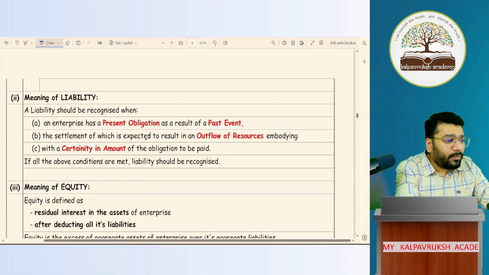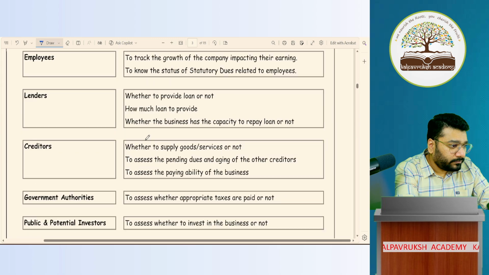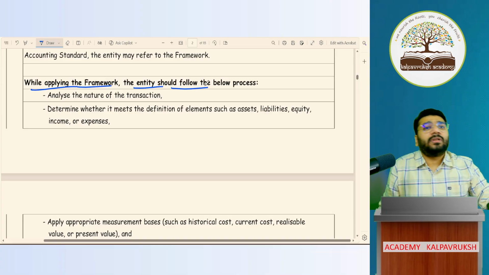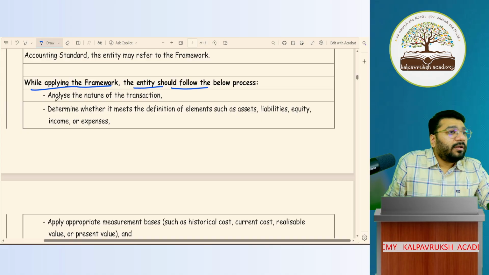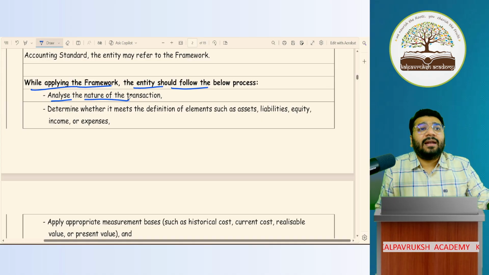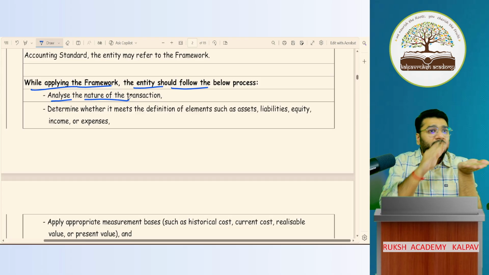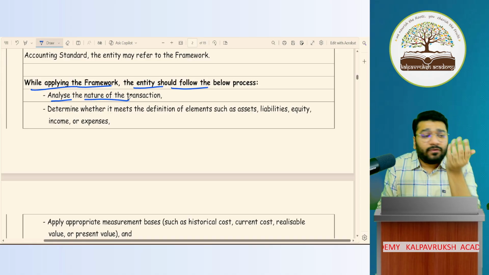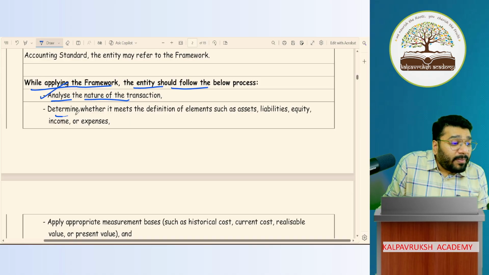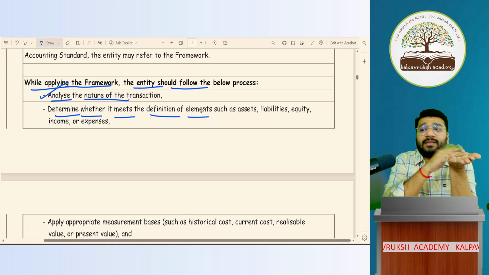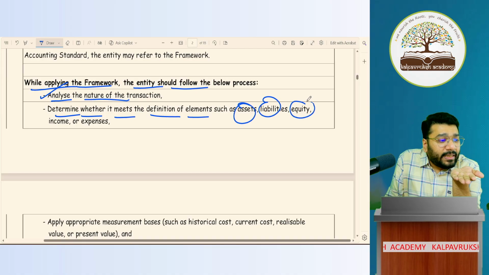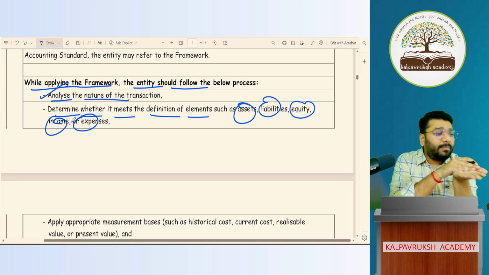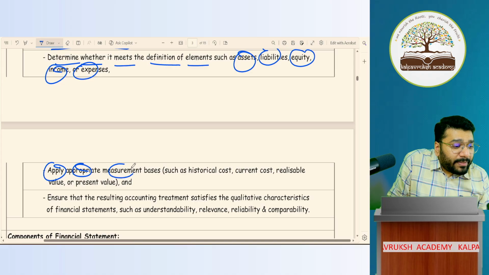Now, there's one more point that I want to discuss. While applying the framework, the entity should follow the below mentioned process. Analyze the nature of transaction. For example, for this particular transaction, I need help from you for accounting. So first I have to analyze the nature of the transaction. Any problem? No problem. Determine whether it meets the definition of an element, such as whether this transaction is an asset or liability or equity or income or expense. Okay, not okay. Once you decide this is an asset or capital or liability, apply the appropriate measurement basis.